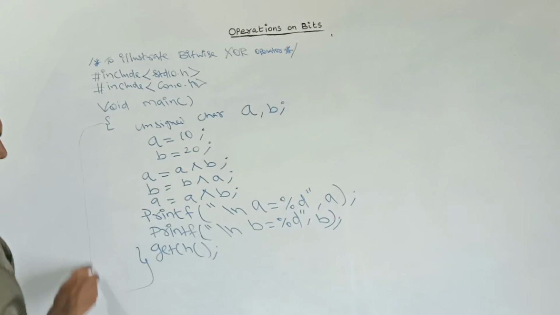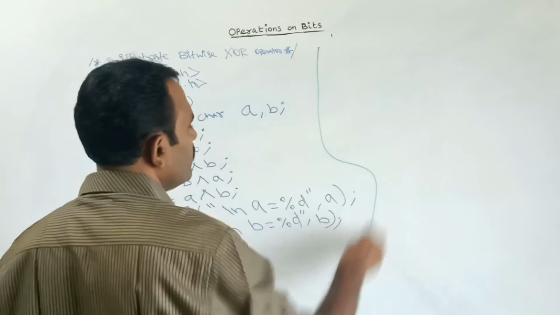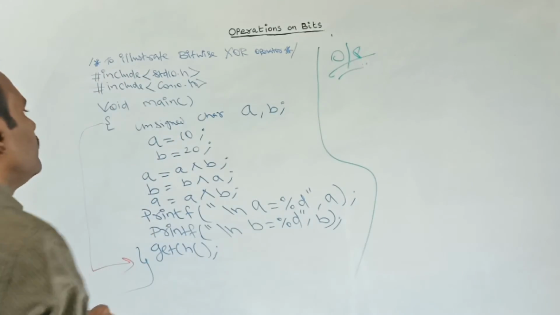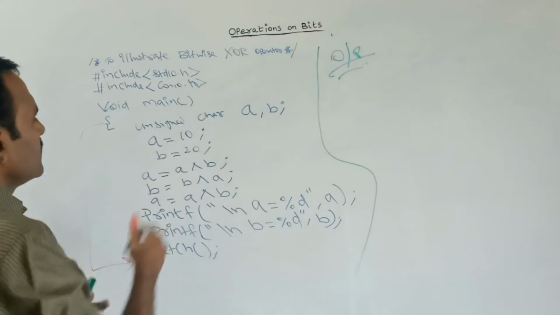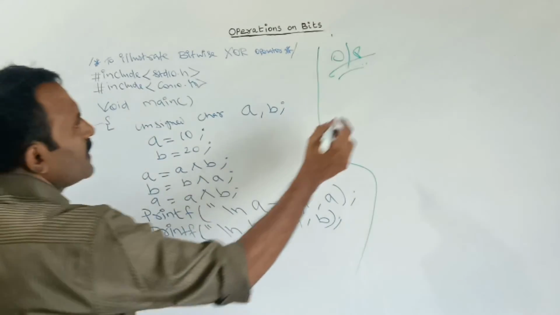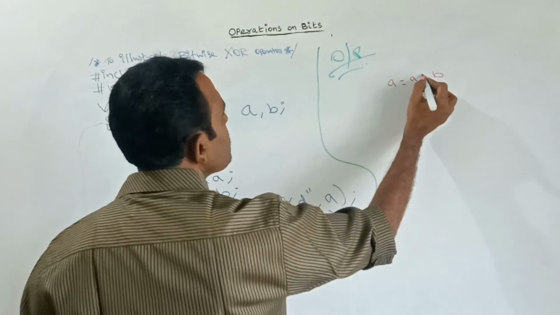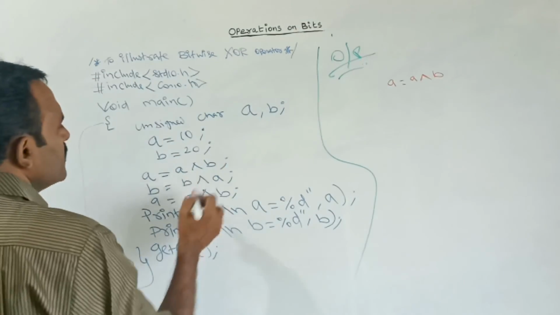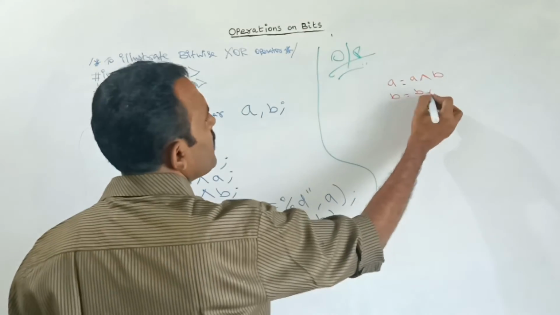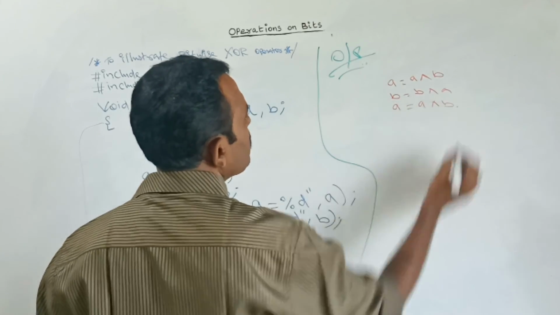So open brace here, close brace. This is the output. Here A is equal to 10, B is equal to 20. At the very first step, A is equal to A cap B, that is A XOR of this B. Next, B is equal to B XOR of A, again A is equal to A XOR of B.